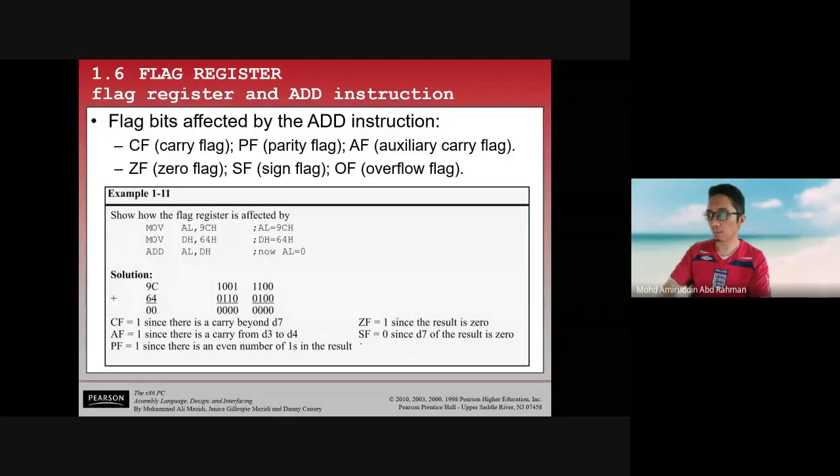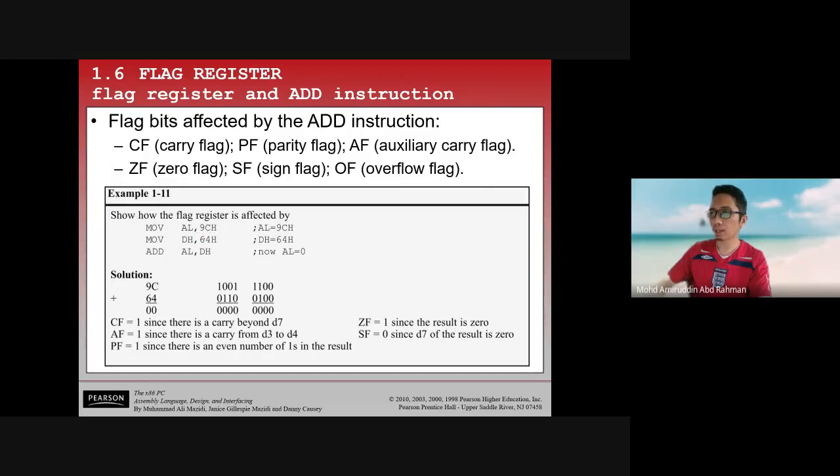So let's say we have another one. Let's say we do the addition. First we move 9C to AL and 64 to DH. You look here, this is the high 4 bits, and this is the low 4 bits. So this is an 8-bit operation.